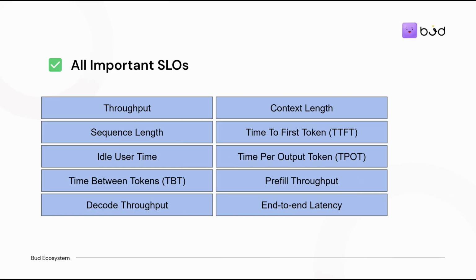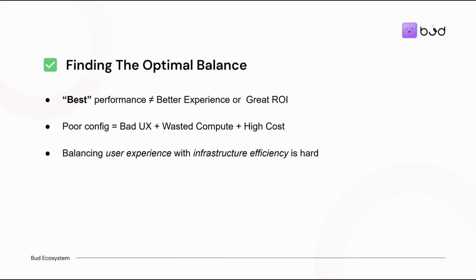Parameters like throughput, context length, sequence length, time to first token, idle user time, TPOT, TBT, prefill throughput, decode throughput, and end-to-end latency all play a critical role. The key is to find the optimal balance between expected SLOs, the model and hardware used, and the inference runtime and its configurations. If these values are set incorrectly, the model may perform poorly, leading to a bad customer experience, wasted computing resources, and higher costs.